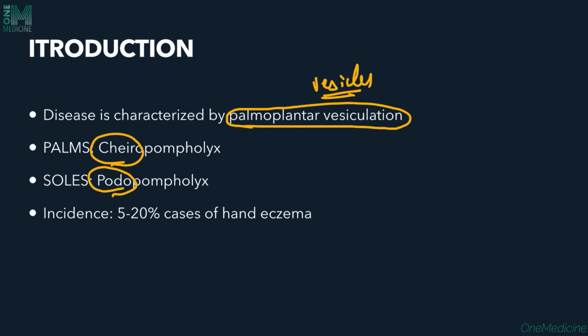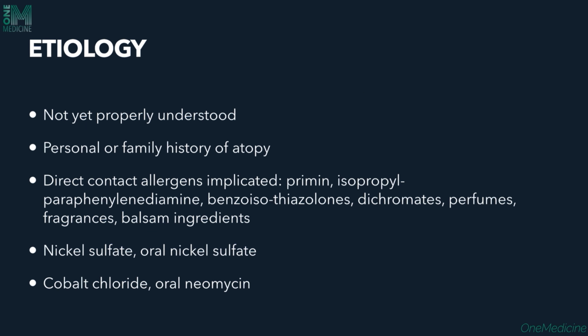Since the majority site of involvement is the palms and soles, there are names given to this as well. The incidence is 5 to 20% of all hand eczema cases. Eczema can be because of numerous causes, but one of the causes would be Pompholyx or dyshidrotic eczema. Etiology is not yet properly understood.